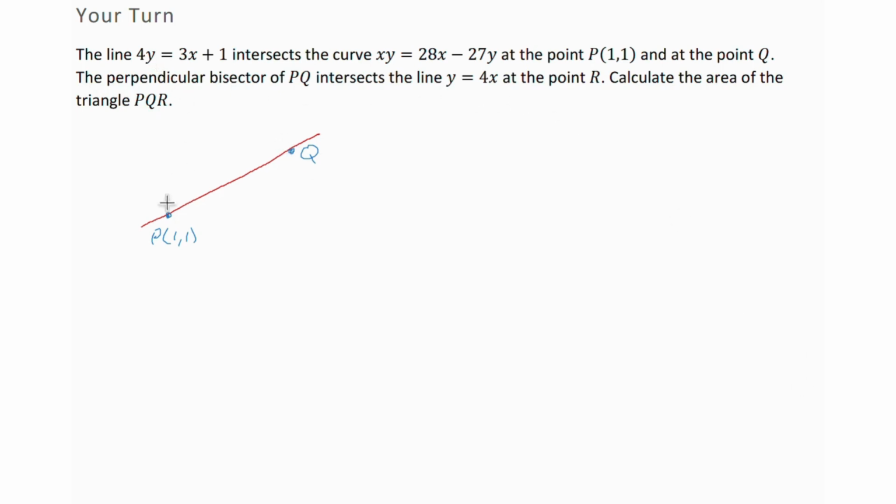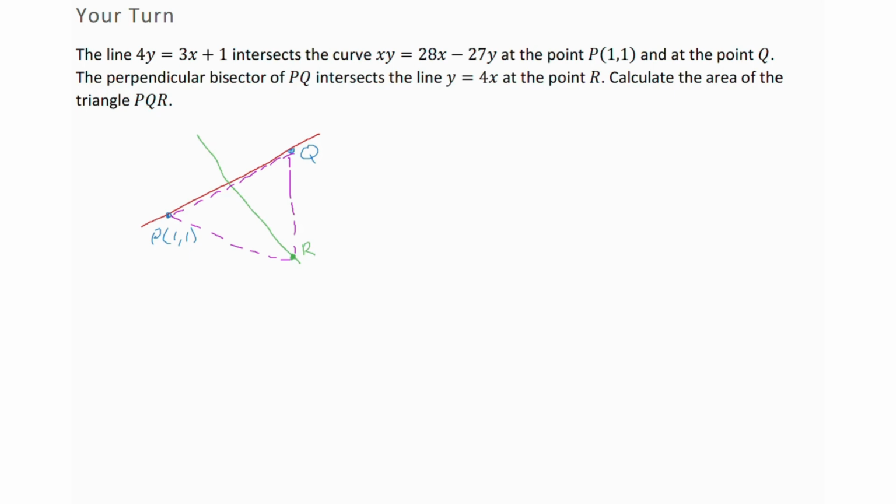What we're then going to find is the perpendicular bisector of that. So that is the line that's going to come through here. And we know that intersects another line at a point R. So that's going to intersect some other line, y = 4x, at some point R. What we are then looking for is the triangle PQR, the area of that triangle that connects those 3 points.